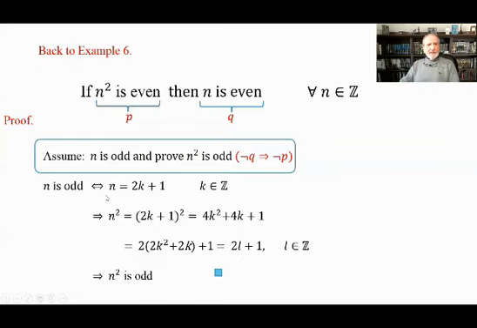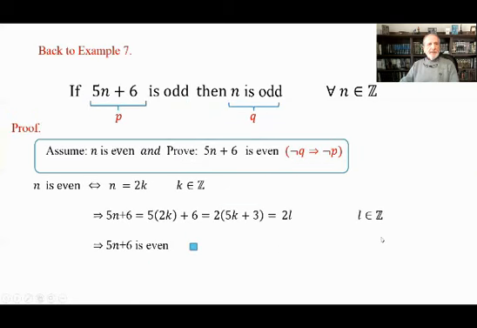n is odd, meaning n is equal to 2k plus 1. n squared is 2k plus 1 squared, which is 4k squared plus 4k plus 1. You get 2 outside of these two terms here, plus 1. And this, again, is of the form 2l plus 1, which means n squared is odd. So I proved not q implies not p, or if I look at n squared is odd, it's in contradiction with the assumption that n squared is even at the very beginning.